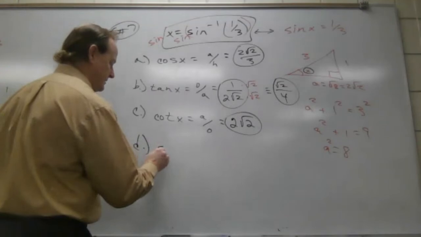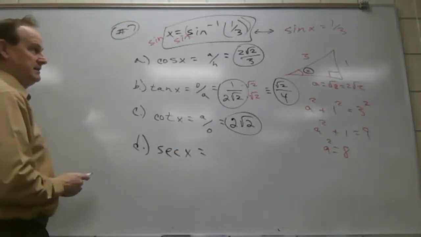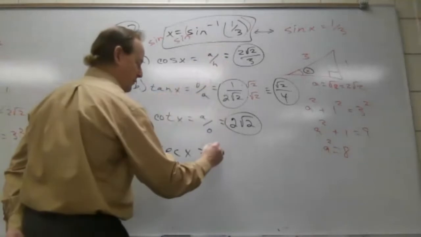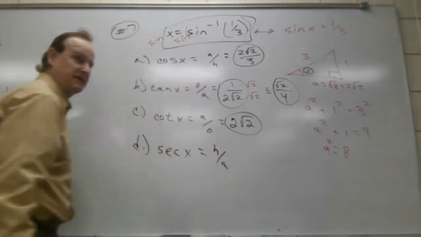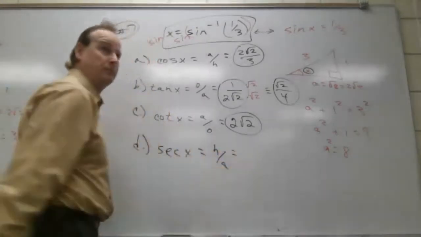D, secant x. So secant is 1 over cosine, right? So cosine is adjacent over hypotenuse. So this is hypotenuse over adjacent. It's just the reciprocal. And who had this one?